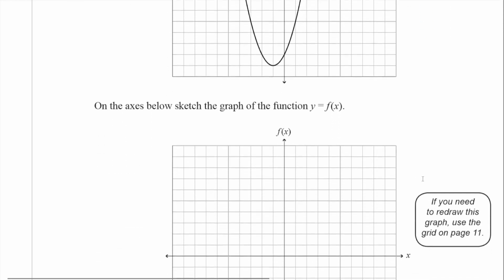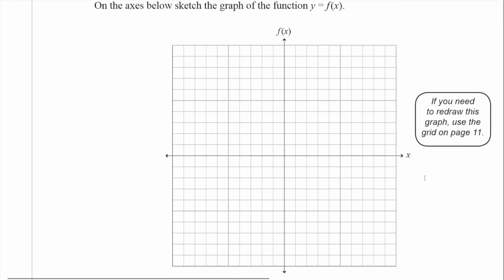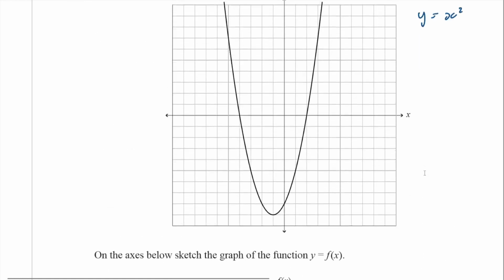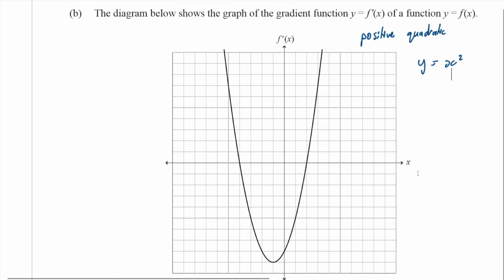Now the question is asking us to sketch the original function. Right, so we're given the derivative. We need to find the antiderivative f of x. So before we start, if we start with a positive quadratic and we anti-differentiate, we will expect a positive cubic. So it goes from a positive quadratic to a positive cubic. So our sketch will be a positive cubic.